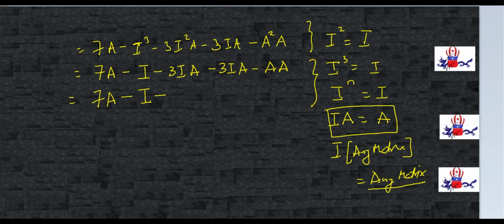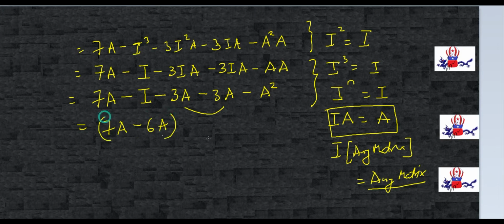Having known that result, we can rewrite this as 7 times A minus I minus, as I told you, I times A is going to be A. So this is going to be A, followed by A squared. Now this can be rewritten by adding negative 3A with negative 3A. So that would be negative 6A, replacing it with 7A followed by minus I.